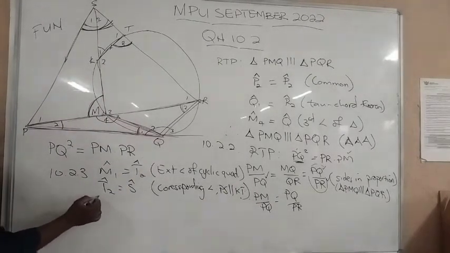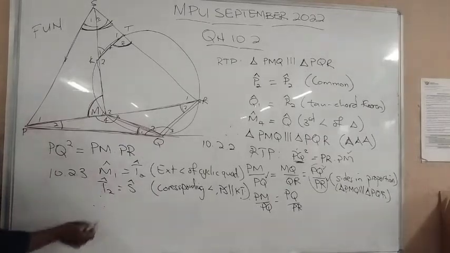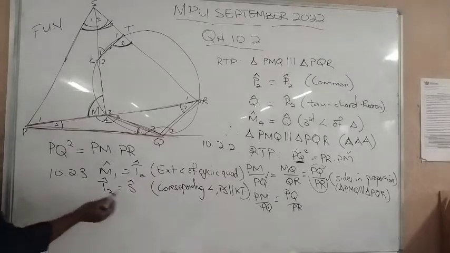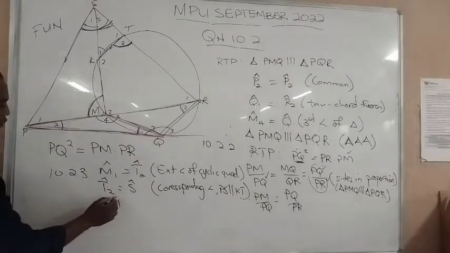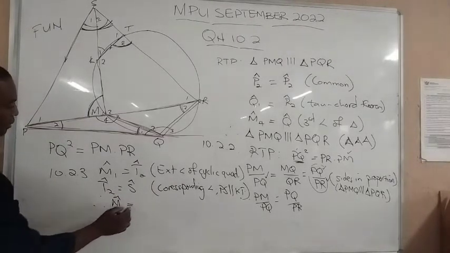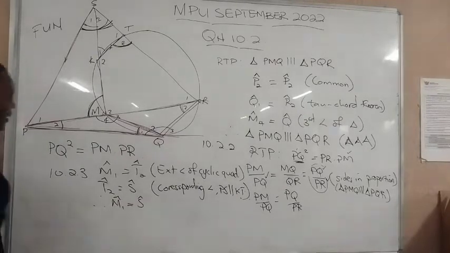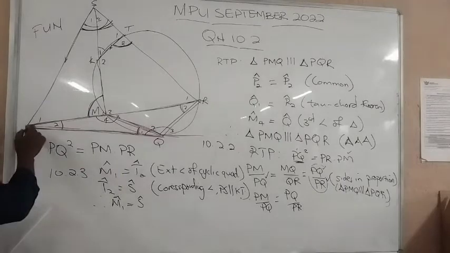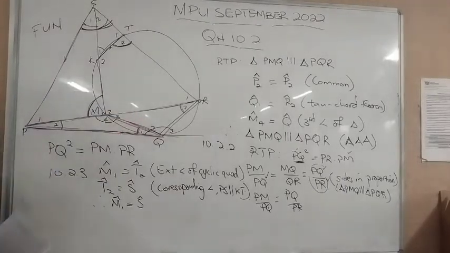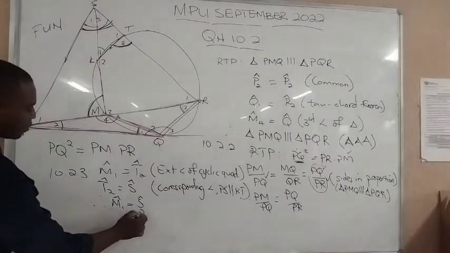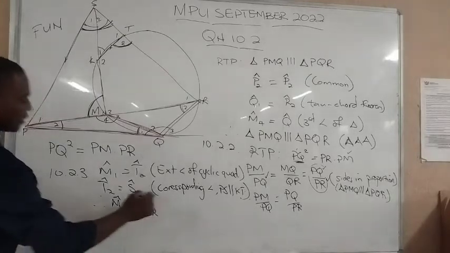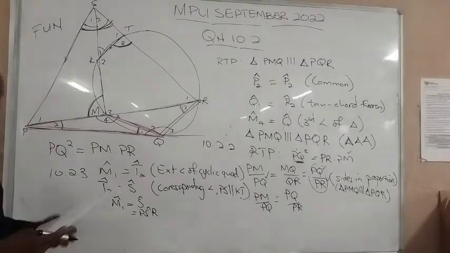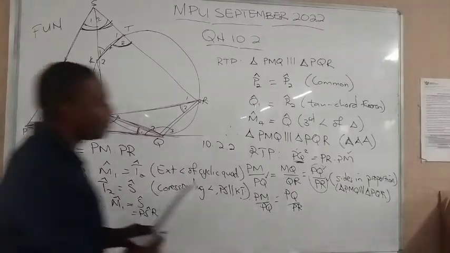Therefore, our conclusion from this, T2 is equal to these two angles, so we can say therefore angle M1 is equal to angle S. And angle S is the angle PSR, which is equal to angle PSR. That is 10.2.3.